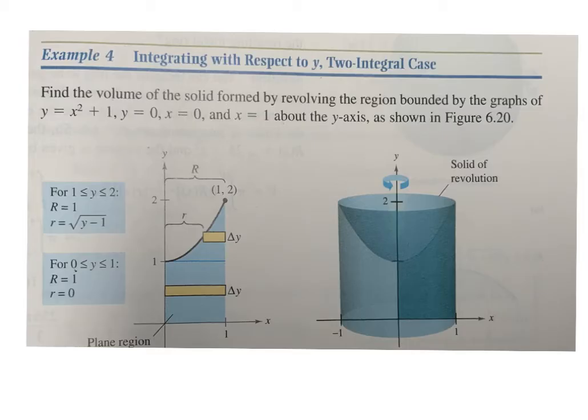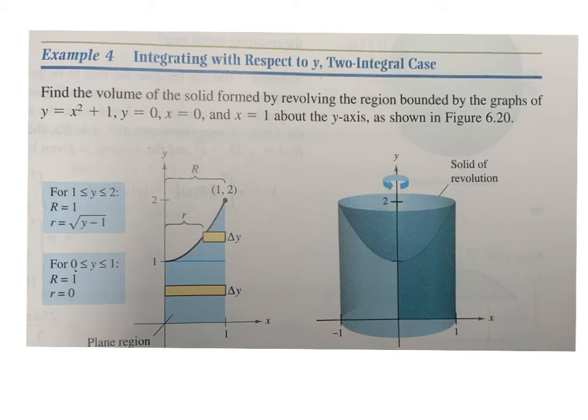So in this particular case, we have the function y equals x squared plus 1, y equals 0, x equals 0, and x equals 1, and they want us to revolve it around the y-axis. You actually have two shapes that are created here. So two things happen. It's almost like a piecewise function. Remember those from way back when you had, okay, from here to here, this is the function, and then from here to here, this is the function. And that's kind of what happens here.